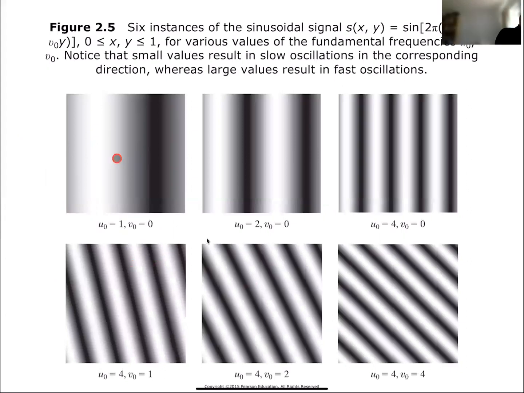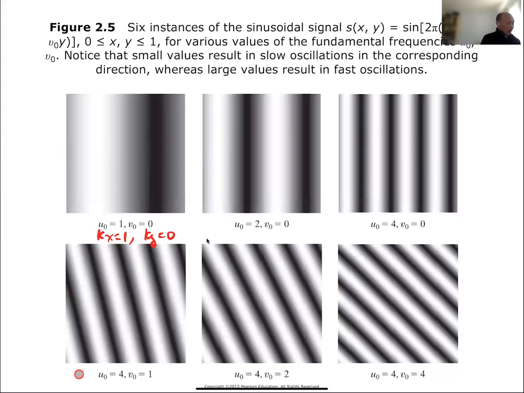So let's look at this from the book, and these are different examples. Once again, this would be Kx equals one, Ky equals zero. Along this row, all the Ky's are equal to zero, so it's only variation along the x direction. If we go from Kx equals one to two to four, the frequency of variation is increasing, and likewise the spacing between these valleys is decreasing.